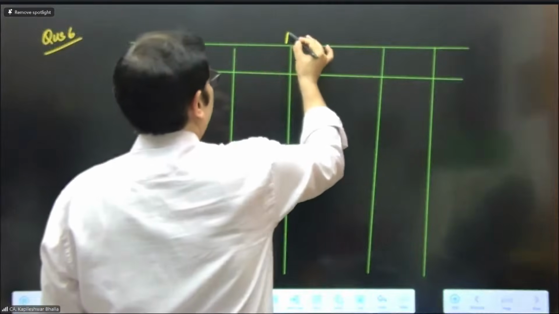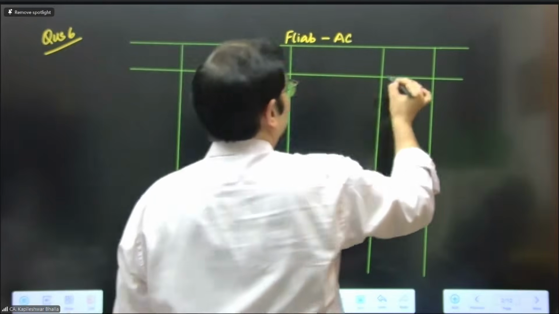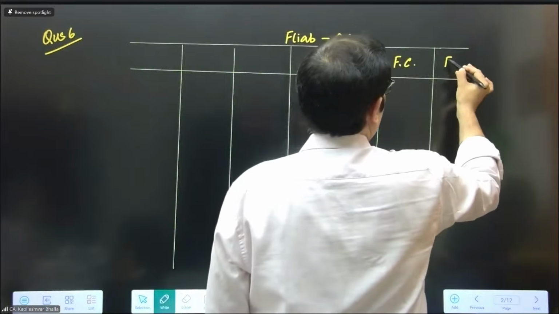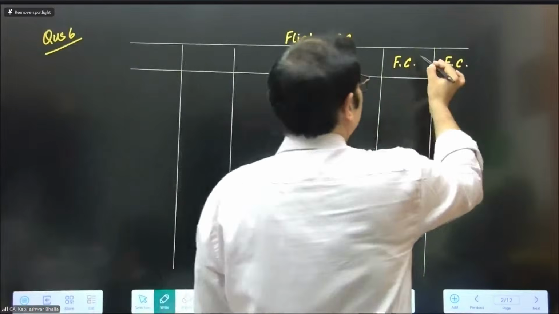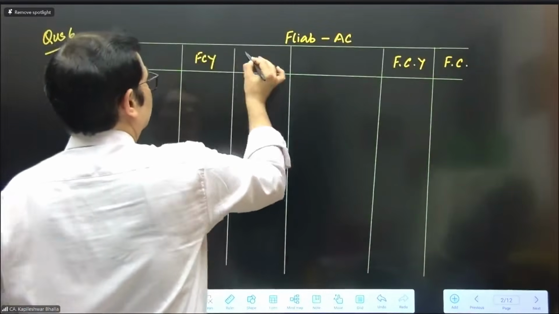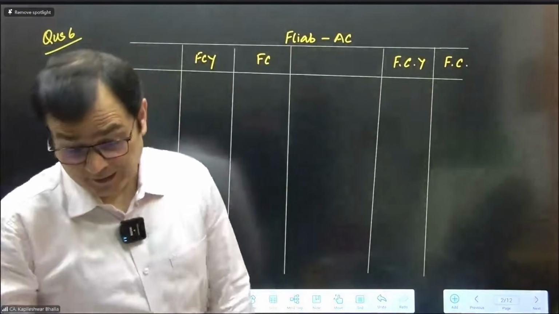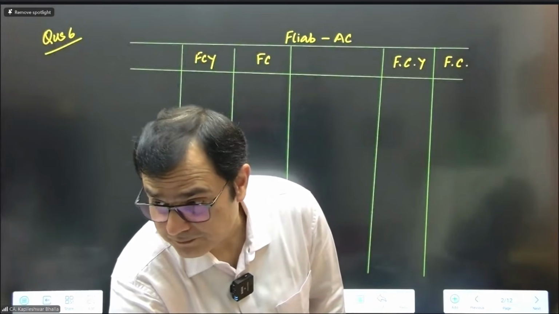So this is my financial liability, which is being measured at amortized cost. This is the foreign currency and this is the functional currency. Looks like the same, so let's put it as FCY, foreign currency. So this is foreign currency, FCY, and this is the functional currency. Okay, let's begin with the data. I'm just going to pick up the information.